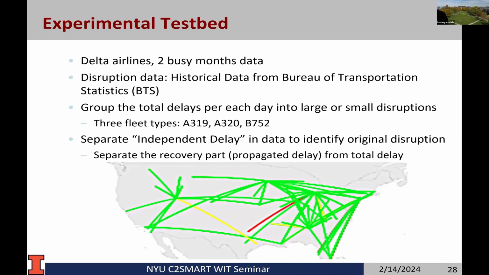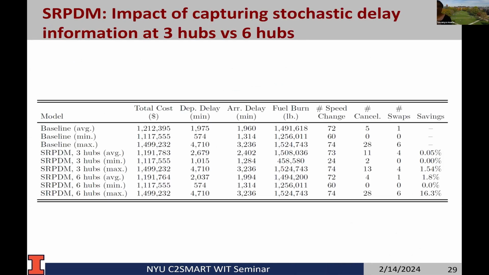So we looked at, say, Delta Airlines network, collected data from the Bureau of Transportation Statistics. And we said, if you capture this information at multiple hubs of this airline, how well can you do?